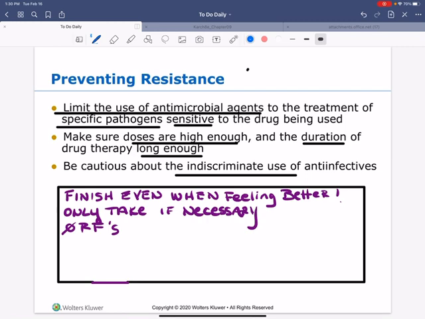If it's recommended to take for 7 days, it should be taken for 7 days, not too long, but not too short. Also, finish even when you're feeling better, which I've talked about.